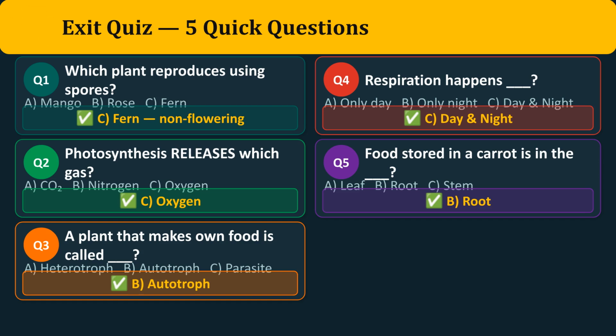Today we learned about fruits, flowering and non-flowering plants, autotrophs, photosynthesis, and respiration. Keep observing the plants around you, because every plant has an amazing story to tell.